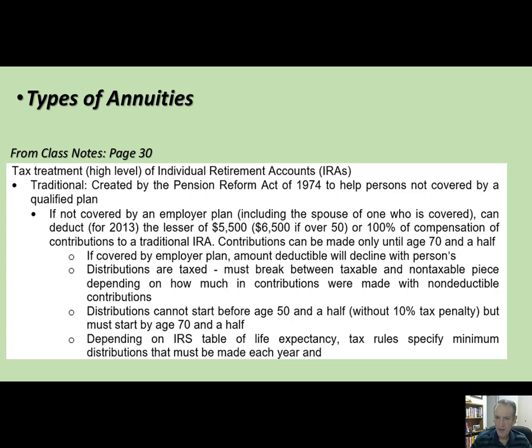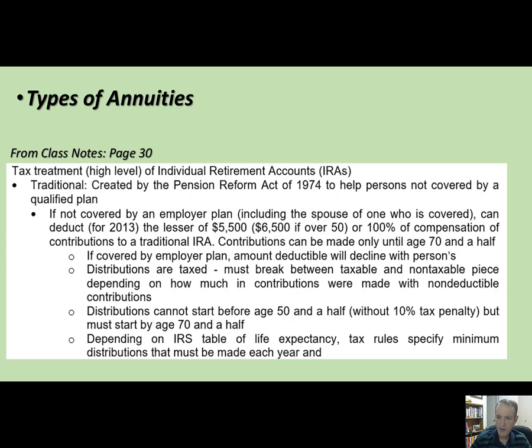So how much can you contribute to a traditional IRA? Same thing for a Roth IRA. If you're covered by an employer plan, you can contribute some, but it declines depending on how much you have in those plans. Distributions are taxed, so that's traditional IRA. Your insurance company will have to distinguish between the taxable portion and the tax-exempt portion. And that's a good reason to rely on your insurance company, because that's going to be really hard for you to calculate yourself.